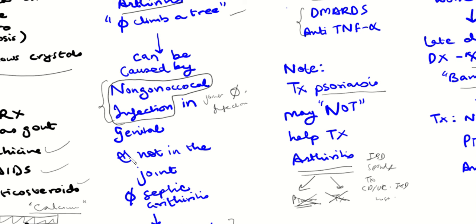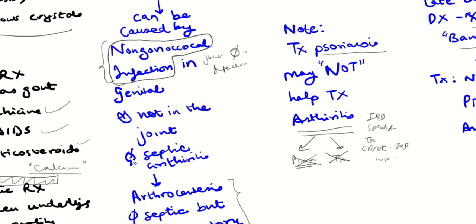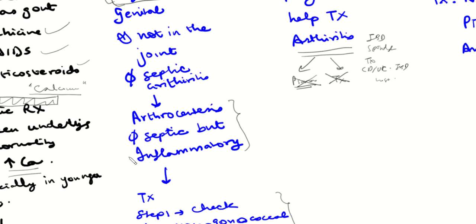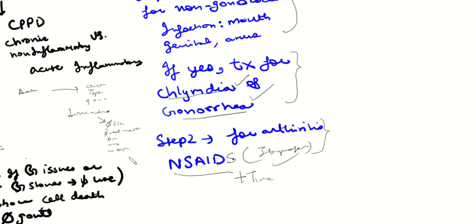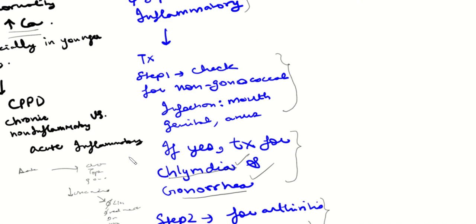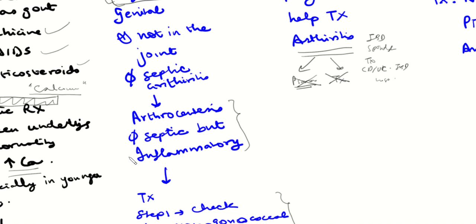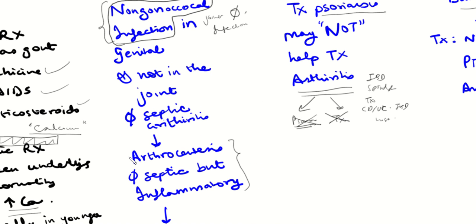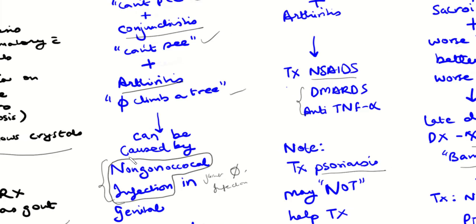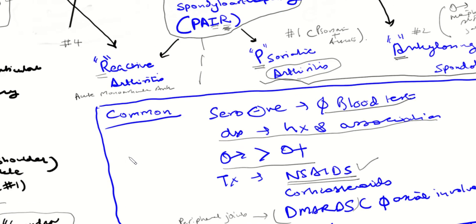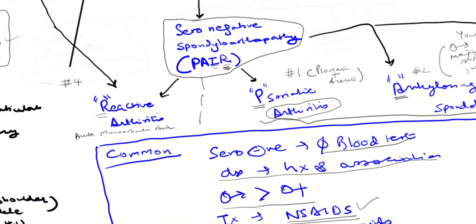So what do we do? We screen the patient for those areas and see if there's an STD. If there is, and it's a non-gonococcal infection like chlamydia, we treat them for chlamydia and gonorrhea. And for the arthritis, we just give them NSAIDs and time. It's not actually the infection growing in the joint, and that's very important because that separates it from septic arthritis. So that is seronegative spondyloarthropathies.